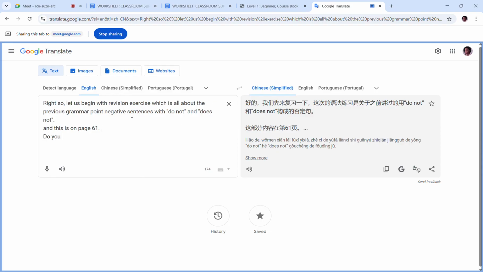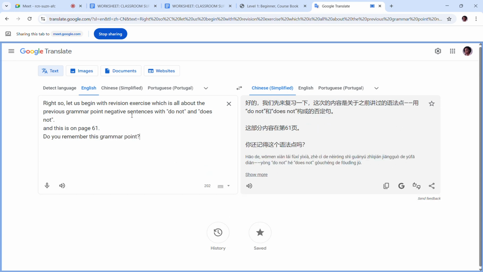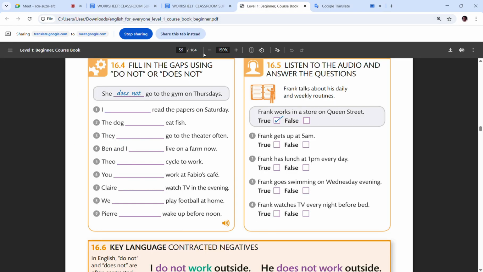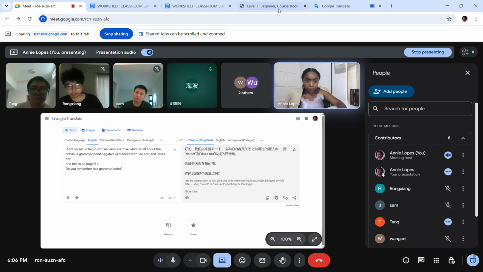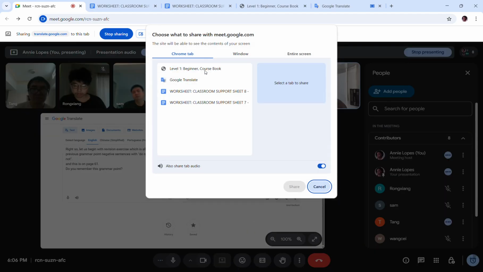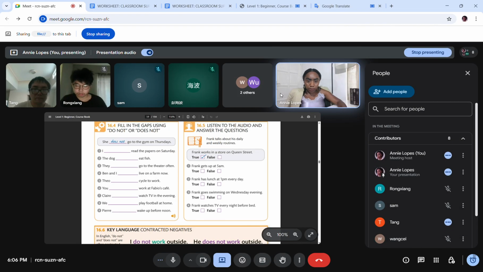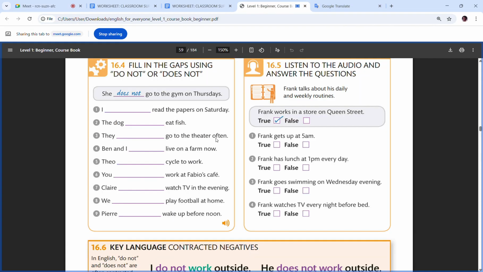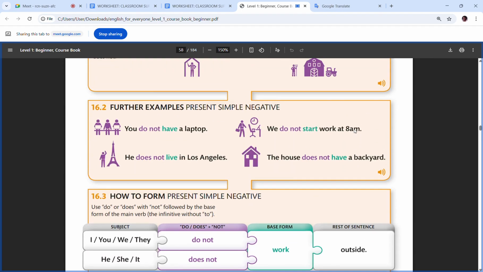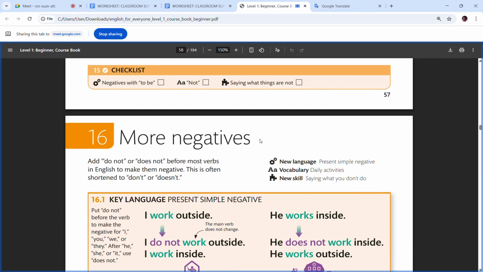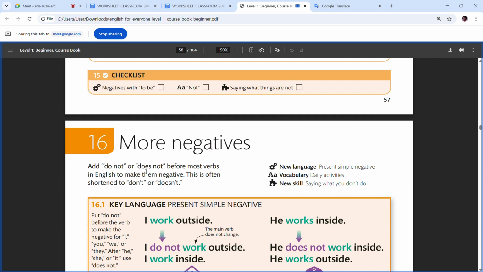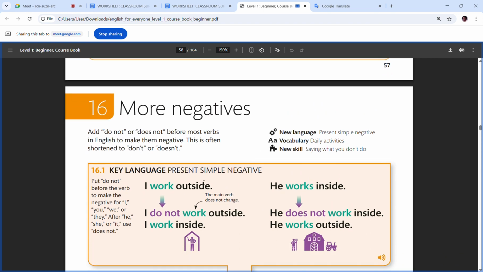Do you remember this grammar point? How to use do not and does not. Okay, so let me just put it here quickly. Let's quickly refresh our memory. So what did we say last time? Remember, we learned how to use do not and does not, right? So what did we say?